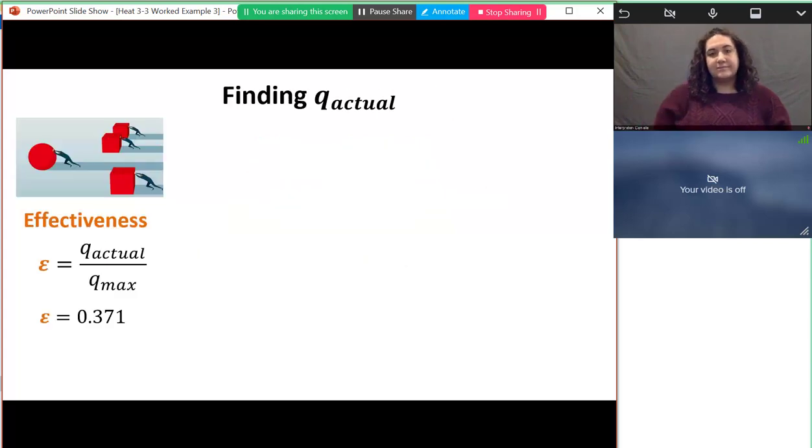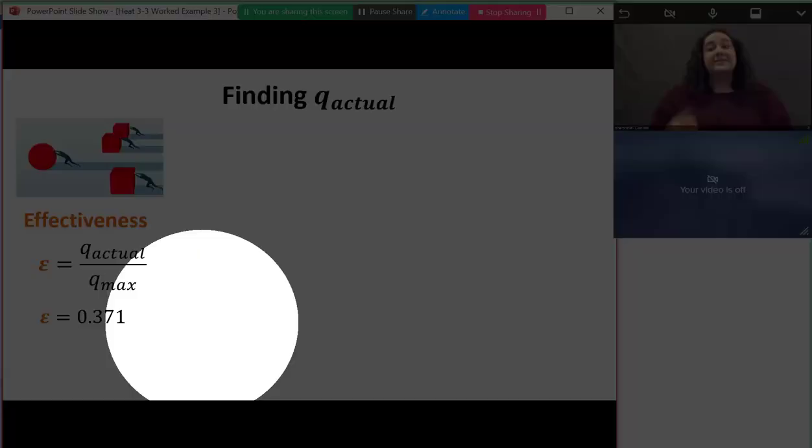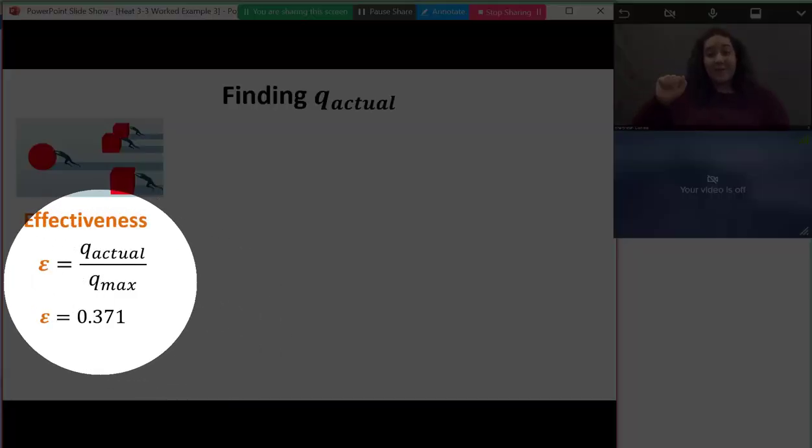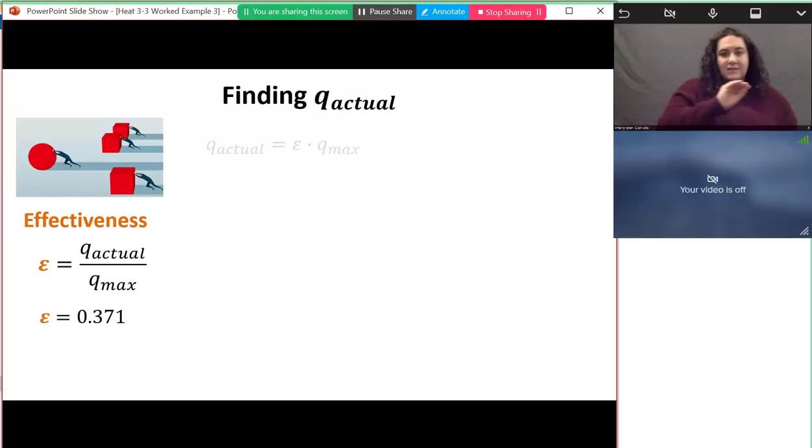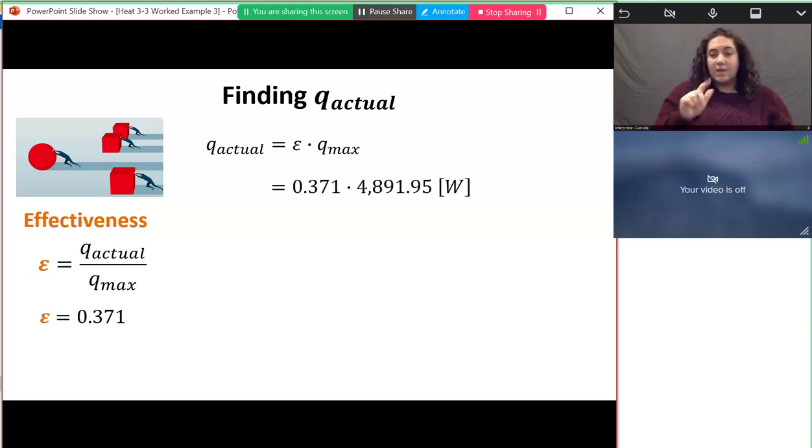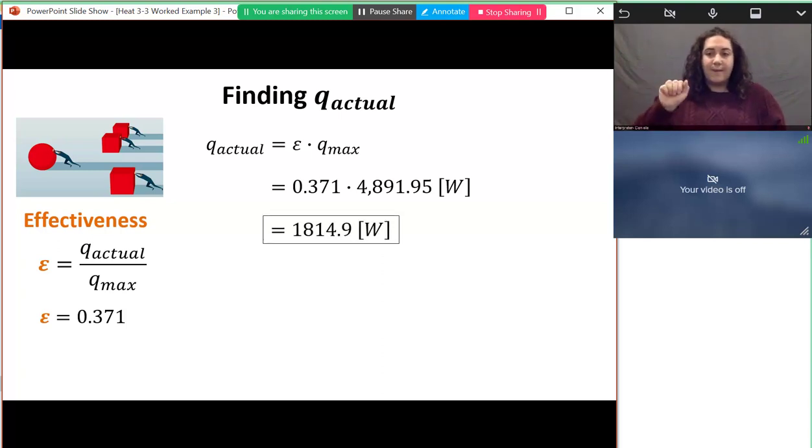So now that I know Q max, I can use the definition of effectiveness over here and the fact that I know the effectiveness to find Q actual. So I can rearrange the expression for effectiveness to find Q actual. I multiply these things together, and I find the amount of heat that's transferred in my heat exchanger. So that's good because I'm going to use this information to find out what I need to know.